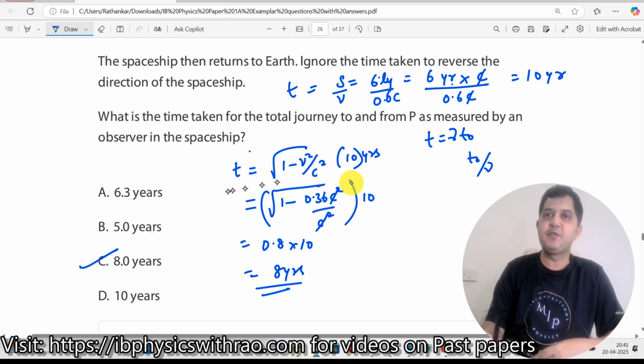There's a lot of confusion here. People consider this the other way and substitute 10 as T naught here. When you do this, you get the answer 12.5. This is completely wrong. Therefore, 8 is correct.